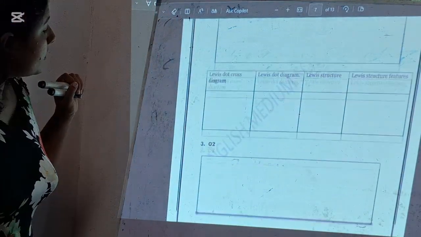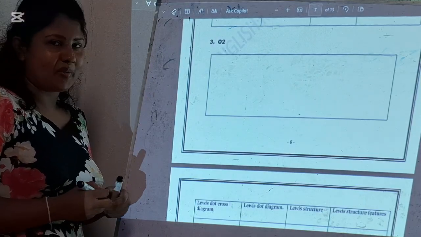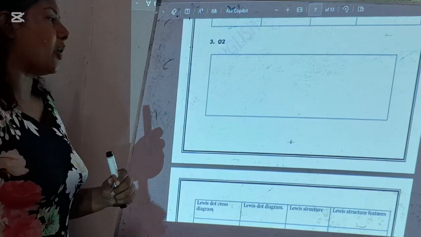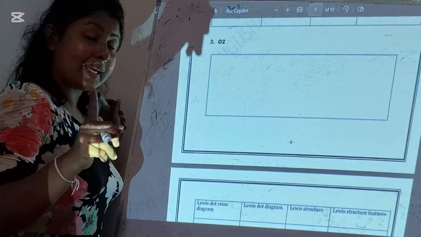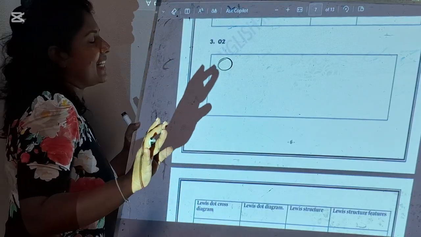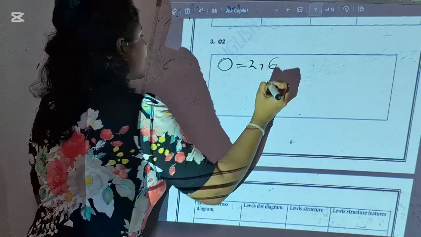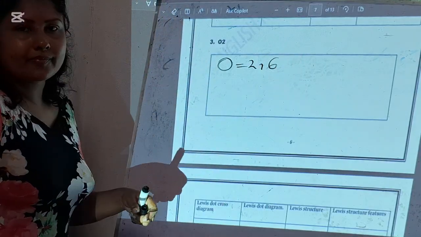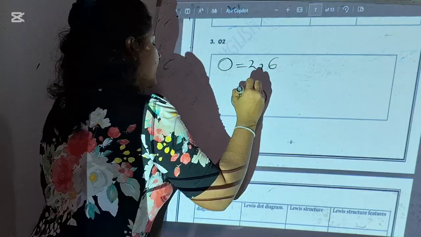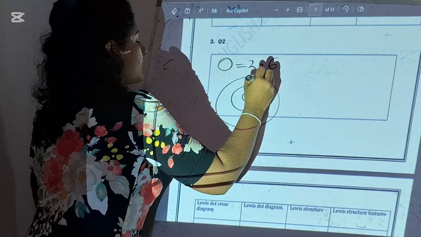Next one, O2, oxygen. We need oxygen very much. So I'm going to draw the structures for oxygen. First of all, we need to identify the place of oxygen. Oxygen is in the 8th place. So how to write the electronic configuration? 2, 6. So I'm taking one oxygen. The first shell contains only 2 electrons, the second shell contains 6 electrons.